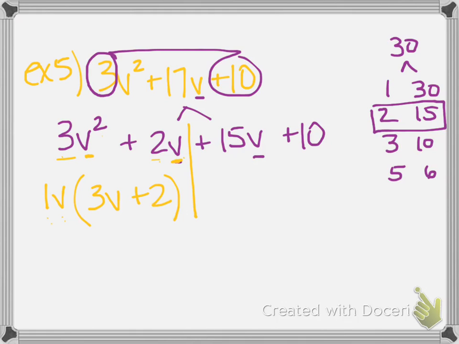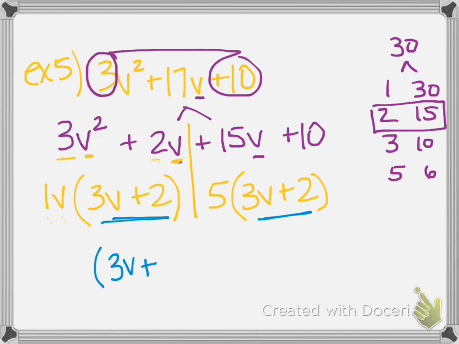On the other side, the biggest number that multiplies to 15 and 10 is going to be 5. So then we'll divide each of those by 5. 15 divided by 5 gives us 3v, and then 10 divided by 5 gives us 2. Remember, our goal is to make sure that those two parentheses match. We have 3v plus 2 in both of them, so that's our first factor.